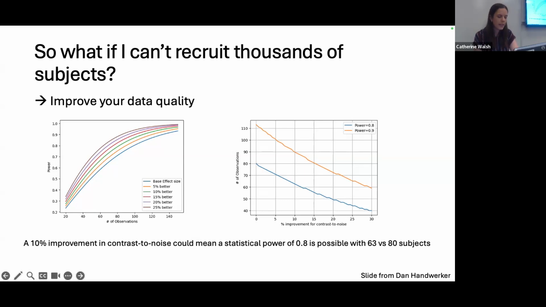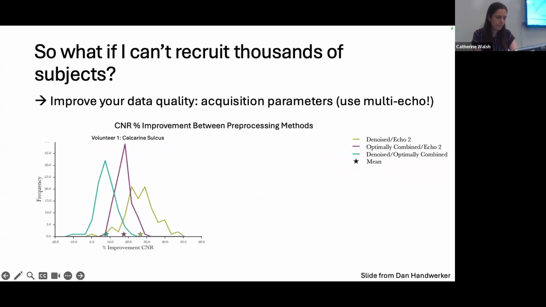So while these slides were designed to think about group differences, the same logic follows for these kinds of between-subject analyses. If you have a clearer effect size, you'll need fewer subjects to see a clearer relationship between brain and behavior. And so that's all just theoretical. Let me give you a few practical ways that you can improve your data quality.